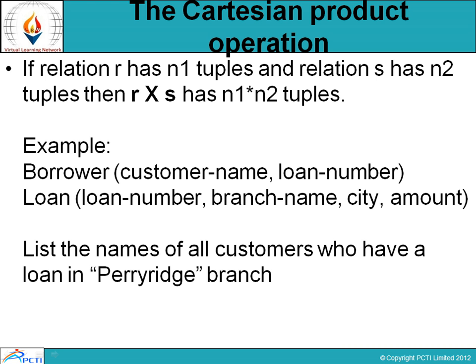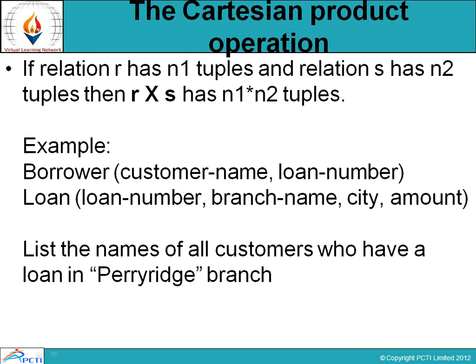Now the Cartesian product operation: if relation R has n1 tuples and relation S has n2 tuples, then R cross S shows n1 into n2, the total number of possible tuples, as I already told you. Now one example: borrower with customer name and loan number, and loan with loan number, branch name, city and amount. Now we want to list the names of all customers who have a loan in the Parish branch.